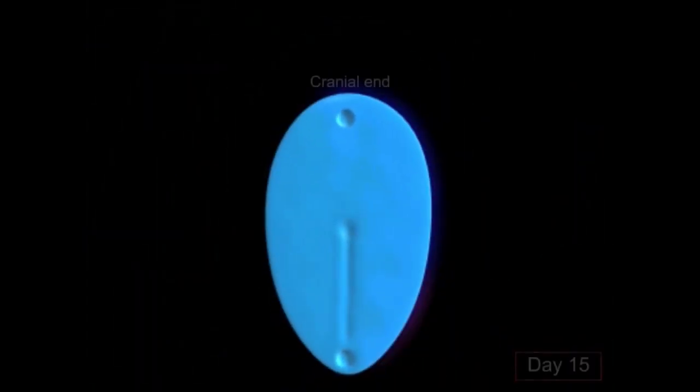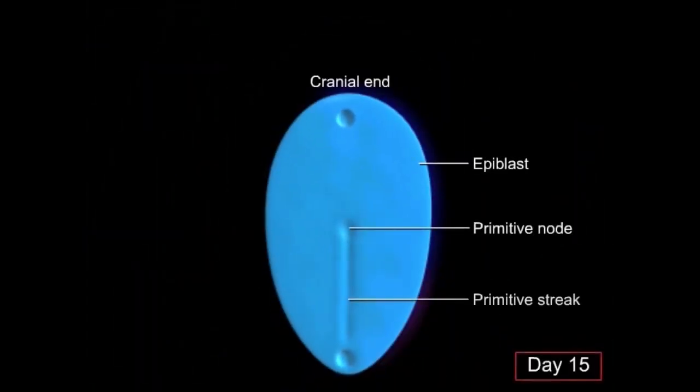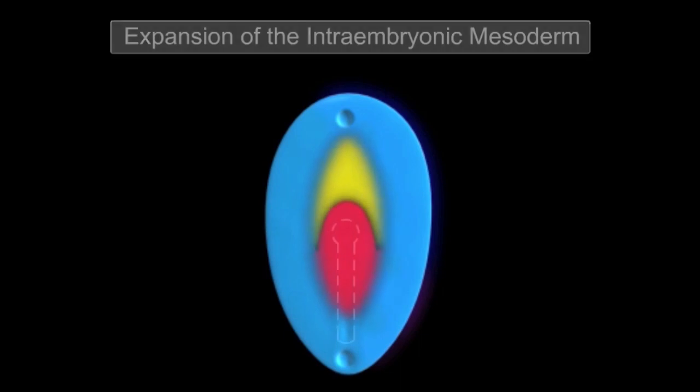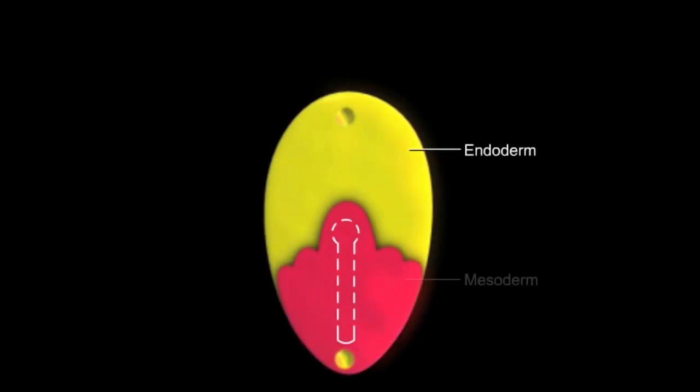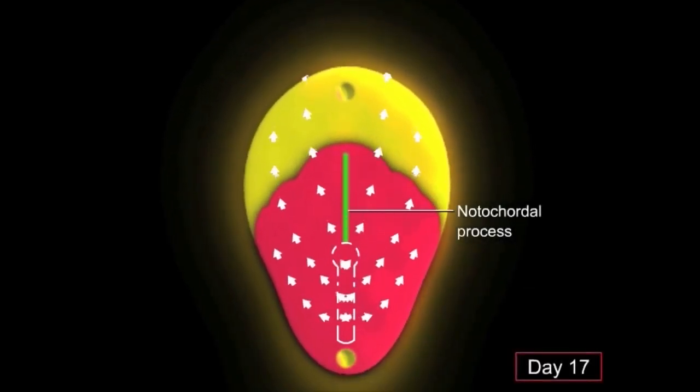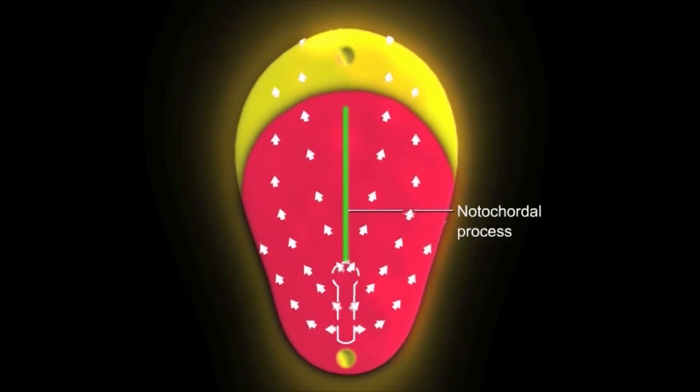Cells from the epiblast and primitive streak migrate into the median plane of the embryonic disc to displace the hypoblast. These cells become the embryonic endoderm, which forms the roof of the umbilical vesicle. Cells remaining in the epiblast become the embryonic ectoderm.